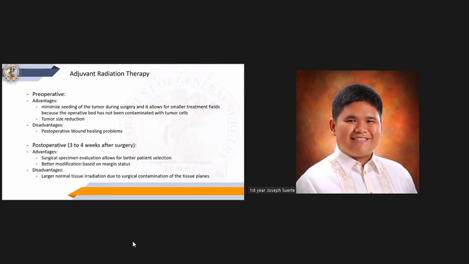So our postoperative radiation therapy is usually done 3 to 4 weeks after surgery to allow healing. Advantages include surgical specimen evaluation, allows for better patient selection. And then because we already have the tumor specimen, we can better modify our radiation therapy because we already know our margin status. But the disadvantage for post-operative radiation therapy is that larger normal tissue irradiation is needed due to surgical contamination of the tissue planes.